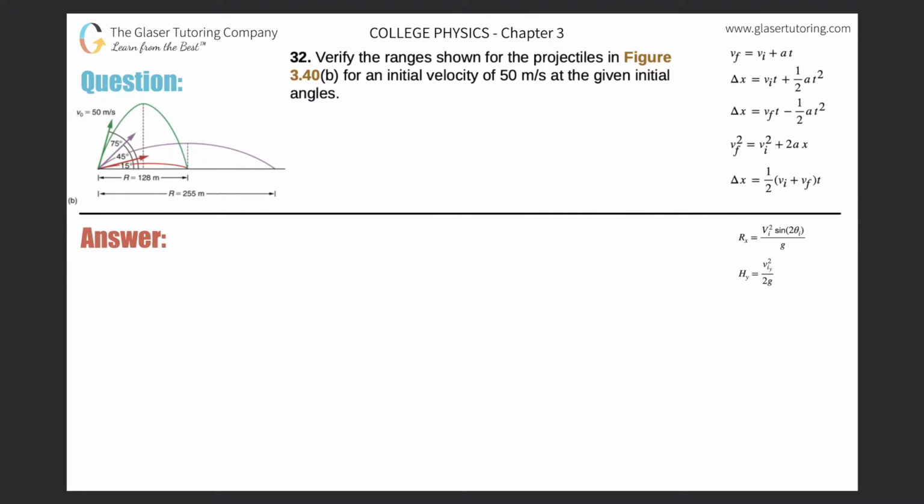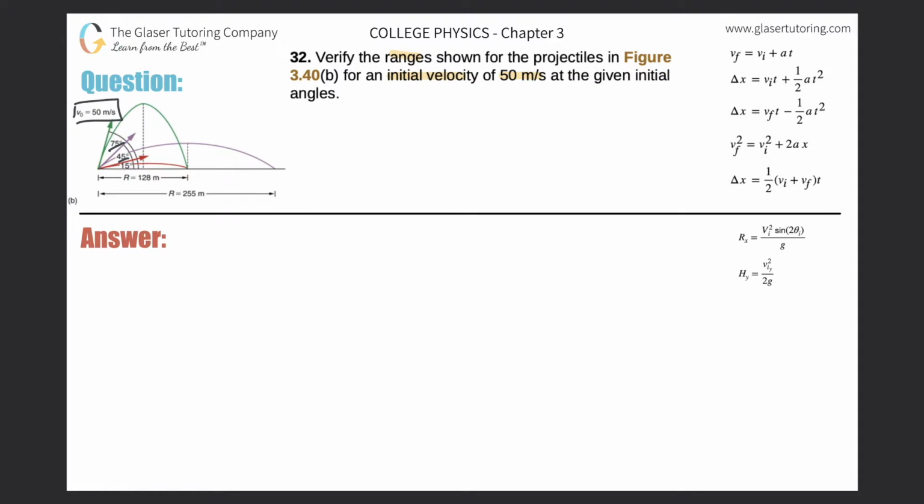Number 32. Verify the ranges shown for the projectiles in figure 3.40b for an initial velocity of 50 meters per second at the given initial angles. All right, so basically all we want to do here is confirm that given the initial velocity of 50 meters per second and the angles that are given to us, we do obtain these ranges.